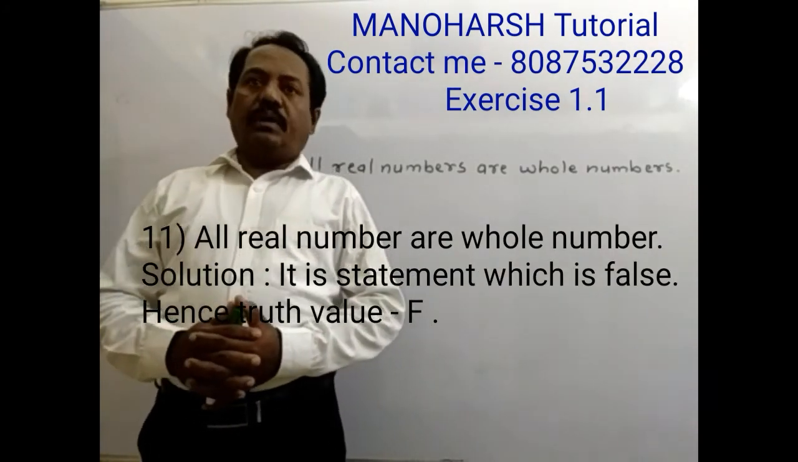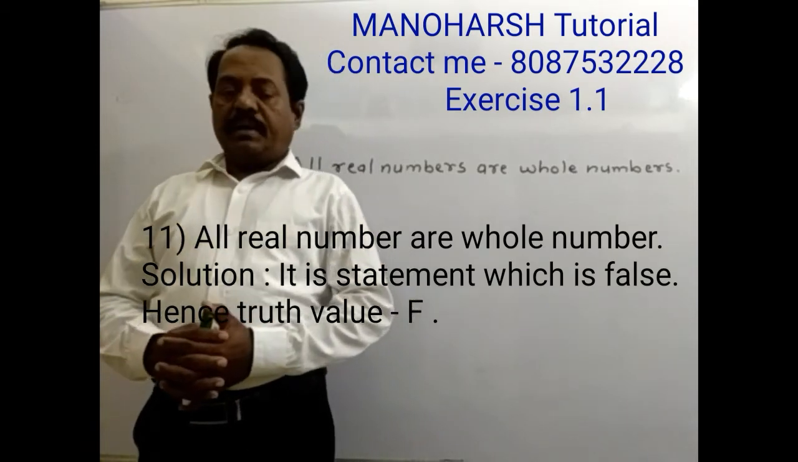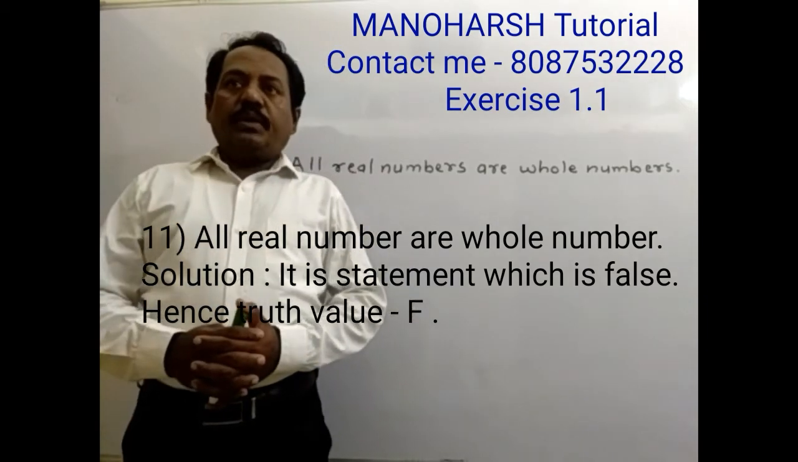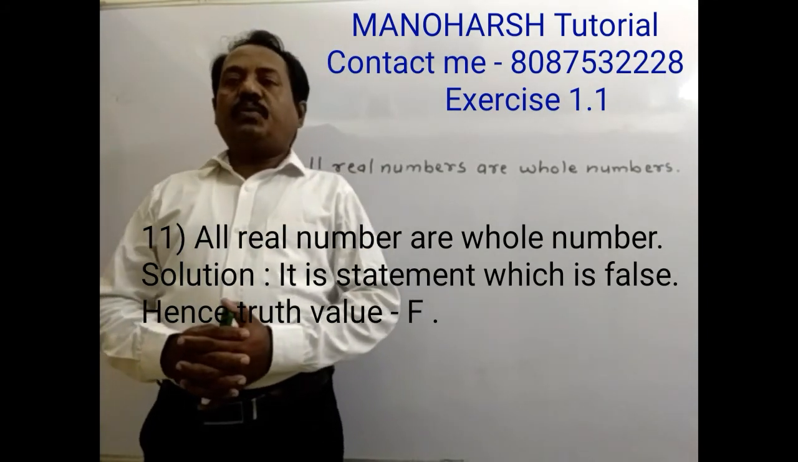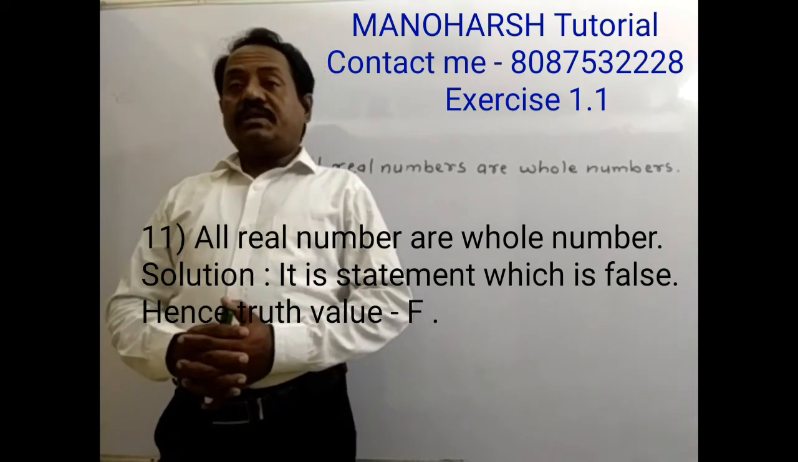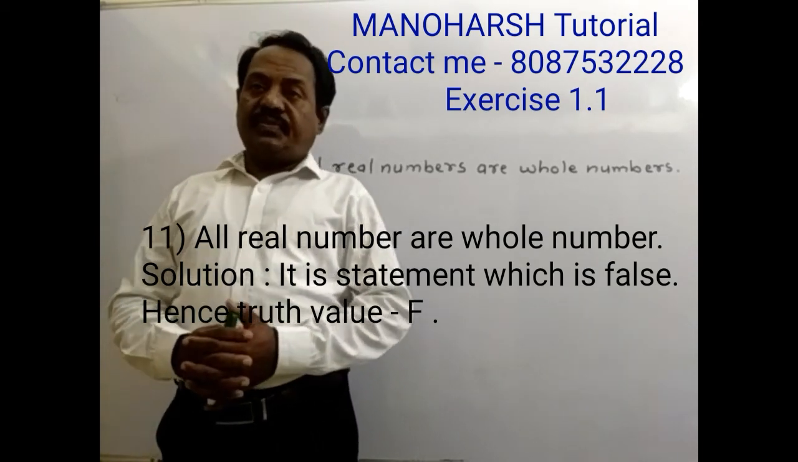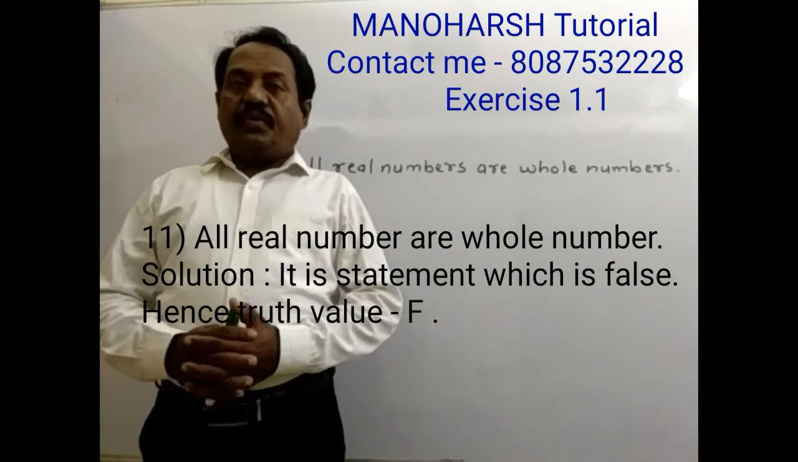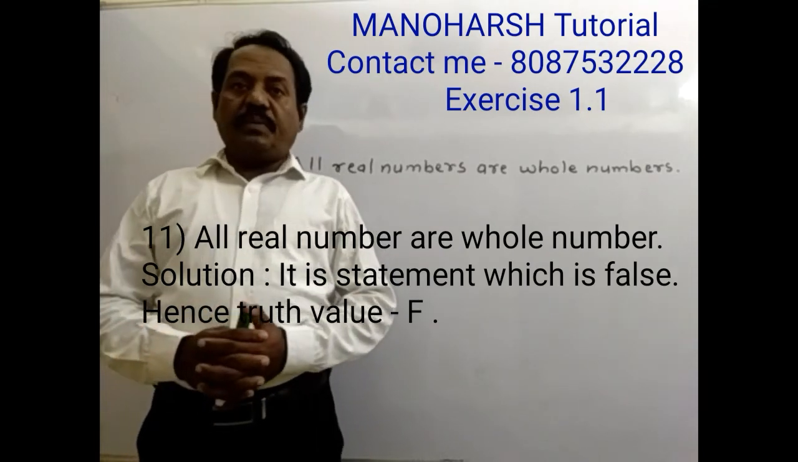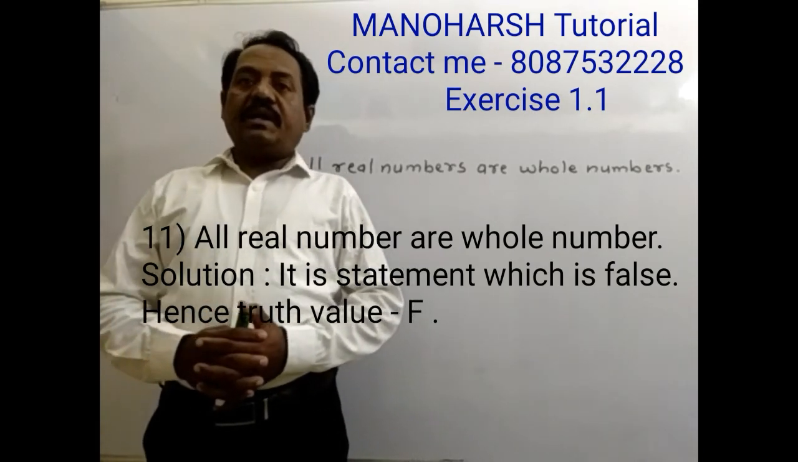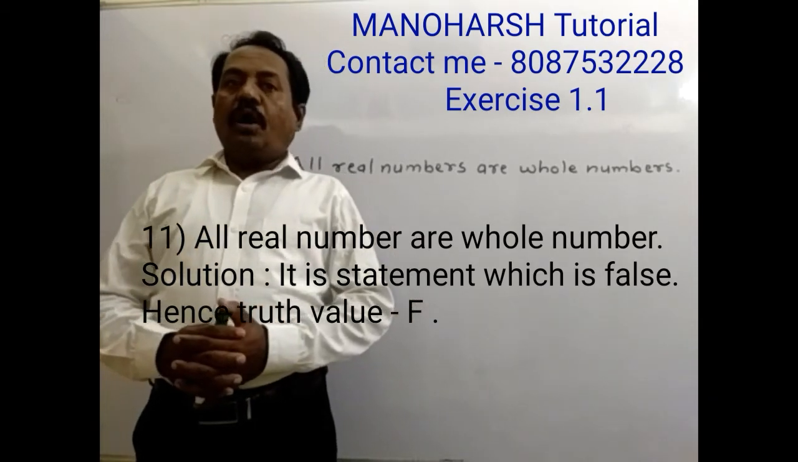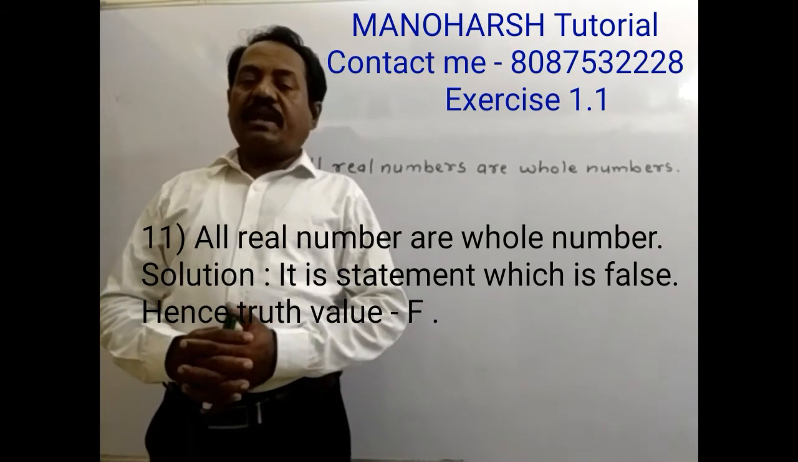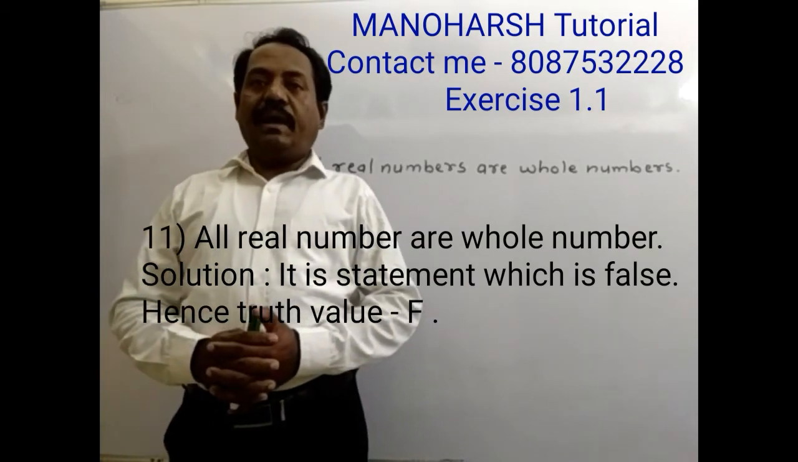Now example number 11. All real numbers are whole numbers. Now we know the real numbers. Real numbers are the numbers which are plotted on the number line. Real numbers are classified into rational numbers and irrational numbers. These are further classified into natural numbers, whole numbers and integers. Therefore whole number is one of the types of real number. Whole number यह एक real number का type है. So all real numbers are whole numbers is a statement which is false, and hence the truth value is capital F.